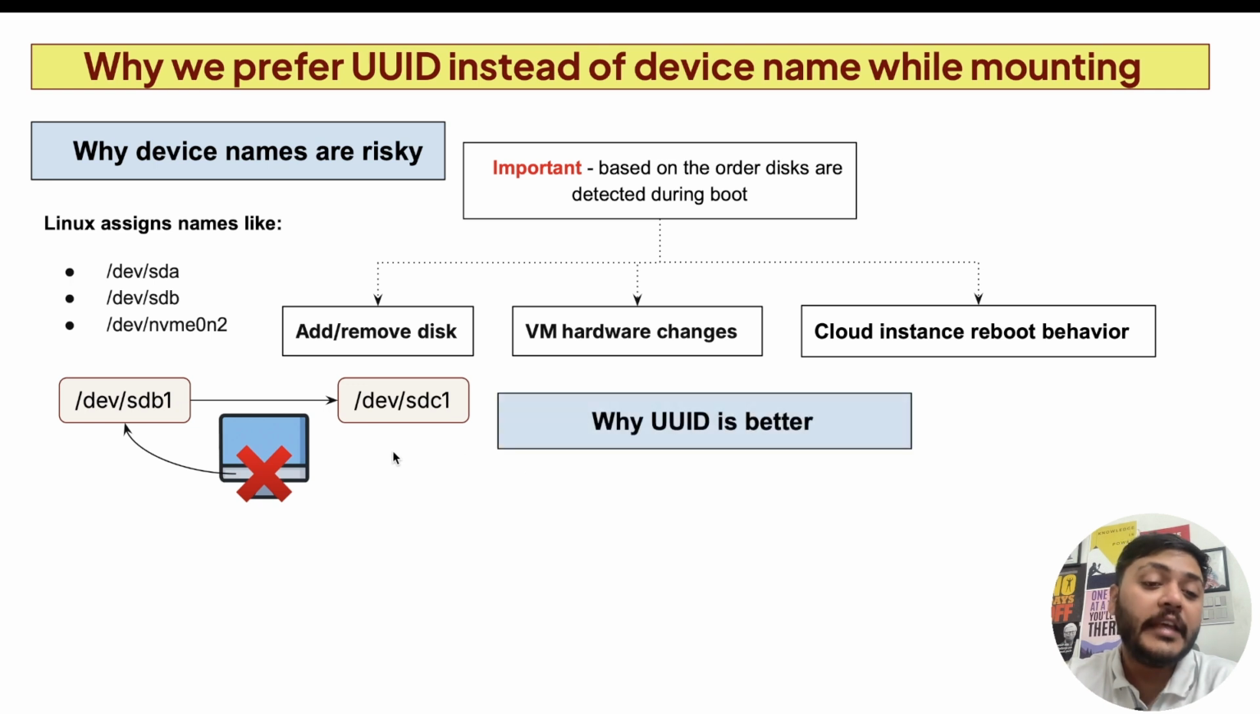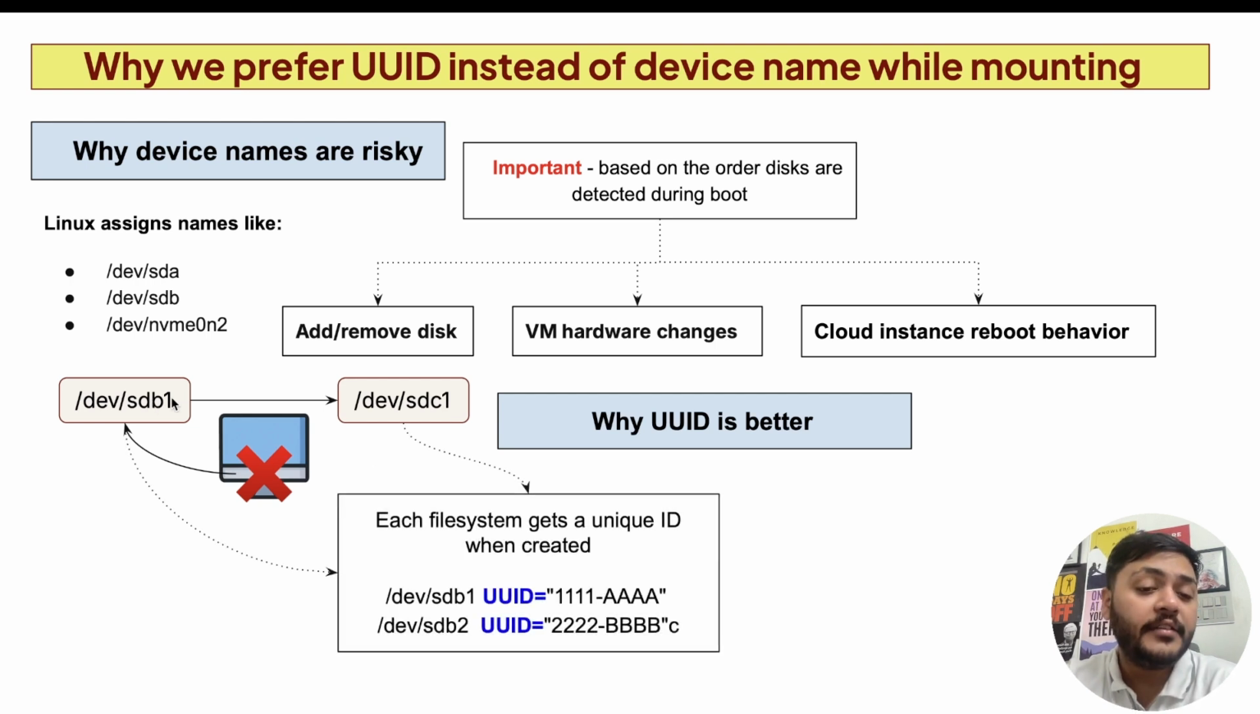Because of this reason, we prefer UUID. As we discussed, every device has its own unique ID, like an employee ID. The UUID always remains the same for every device, while the device name changes. So if you mount your file system using UUID, you will not face this booting issue, because the UUID never changes for any device. I hope you got the difference till now.